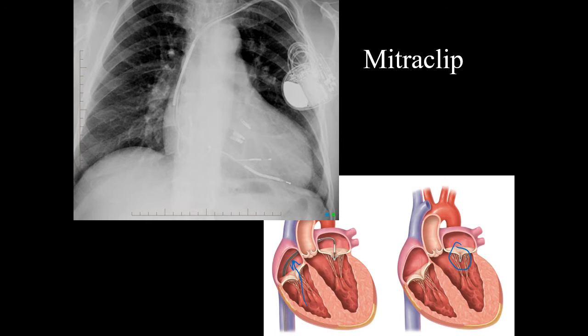And here we can see on an x-ray we have MitraClips inside the valve. And then in addition to that, the person also has a pacemaker. So this one has more than one thing going on within their chest itself.